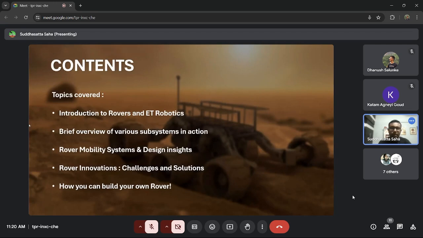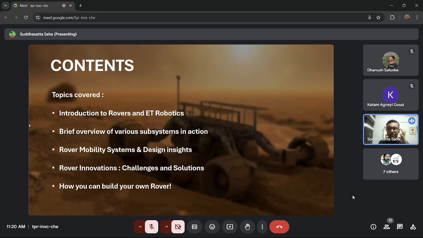Before I begin, let me tell you what you will get to know and learn after this webinar. First, you will get a good introduction to rovers and extraterrestrial robotics. Then we are going to have a brief overview of the various subsystems which are in action. And then we dive into the beautiful world of mobility systems which help the rover to move on the surface. I will provide some design insights as well, as much as possible in this 1 hour window. And then we will explore the various rover innovations and the challenges and how they are solved by esteemed organizations like ISRO and NASA.